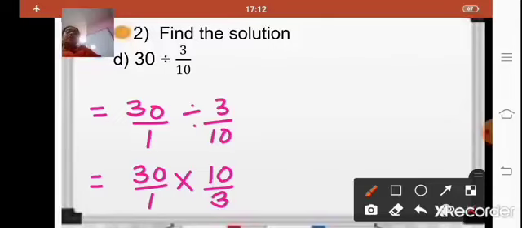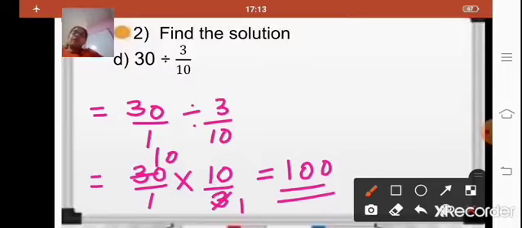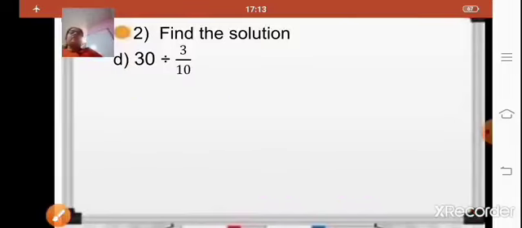Yes. Now here 30 is divisible by 3. 3 ones are 3, 3 tens are 30. Now when you write the answer, 10 tens are 100. So your answer is 100. Okay. Now let us see the solution to this.